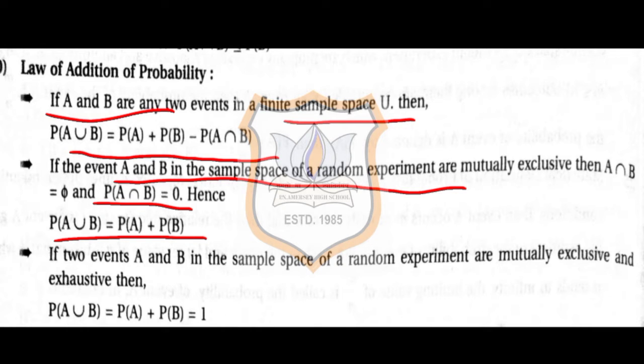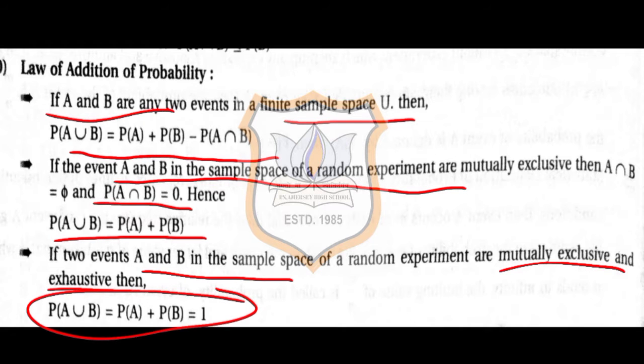Let's understand the next case. If two events A and B are mutually exclusive and exhaustive, exclusive means A intersection B is the null set, so P(A intersection B) is 0, and exhaustive means P(A union B) is 1. So we will have P(A union B) equal to P(A) plus P(B), and that is equal to 1.